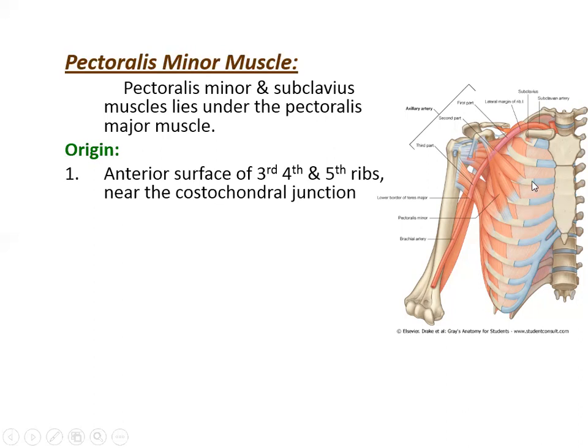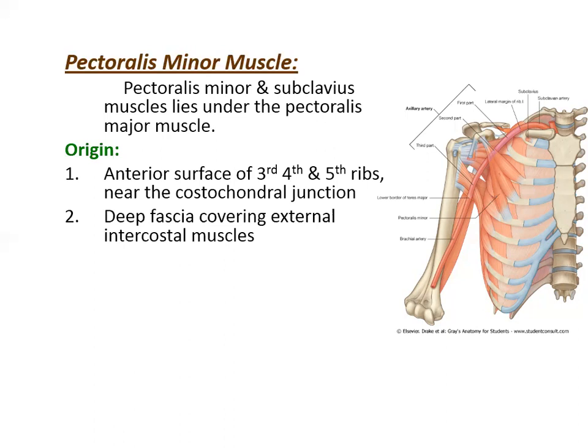costochondral junction. So here this is the costochondral junction. Costa means rib, chondra means cartilage. So near the junction, the third, fourth, and fifth ribs will be the origin of the pectoralis minor muscle, as well as the deep fascia covering the external intercostal muscle. So not only the ribs, but also the deep fascia covering the external intercostal muscle.